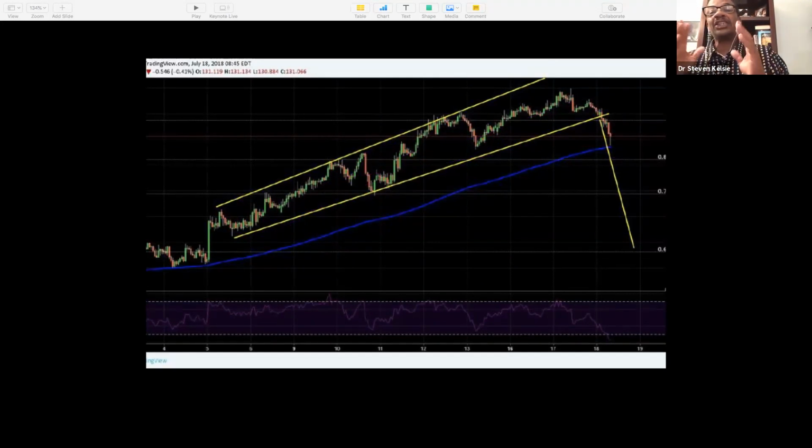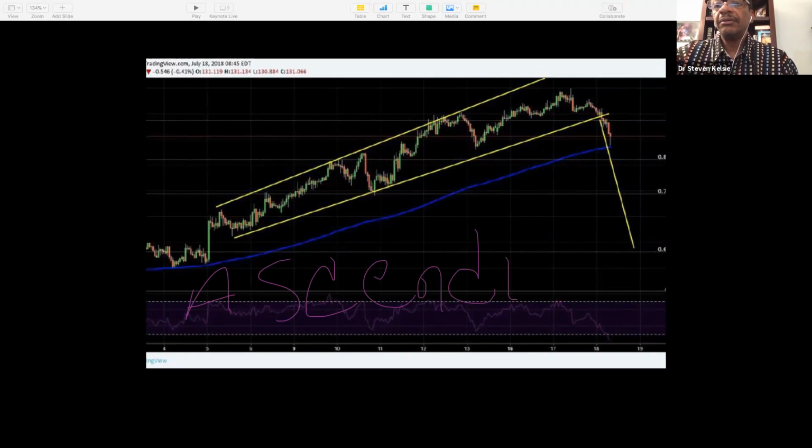Because when I saw this, I was like, dang, that's right. Look at it. What is that telling you? It's saying sooner or later, what's going to happen? It's going to come down. So this is called, let me just write it, ascending channel. Ascending means it's going up.